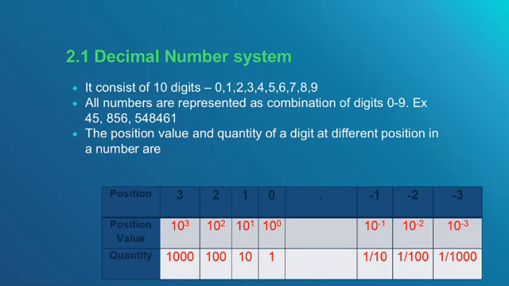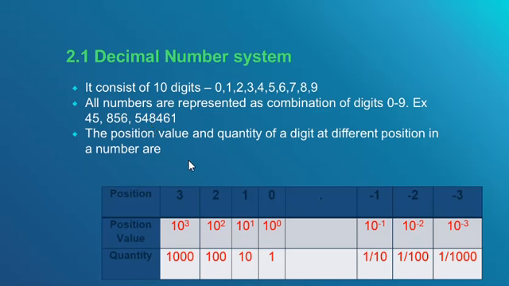Let us see the first, the decimal number system. It consists of 10 digits, that is 10 symbols from 0 to 9. It is used to represent any number. Any number will be represented with a combination of these 10 digits from 0 to 9. Examples: 45, 856, 58, 8461.